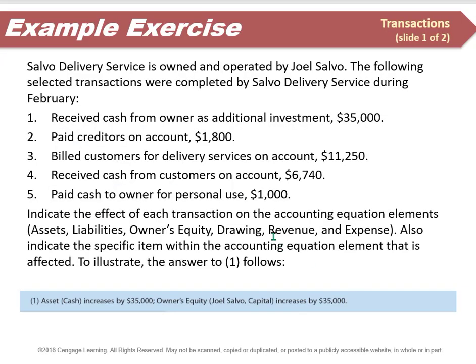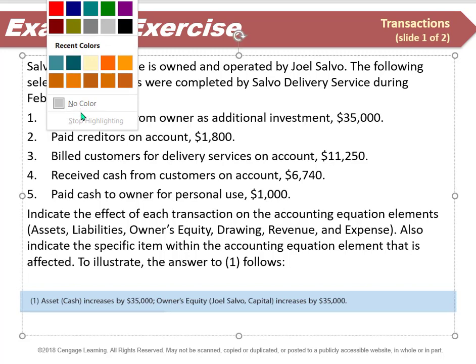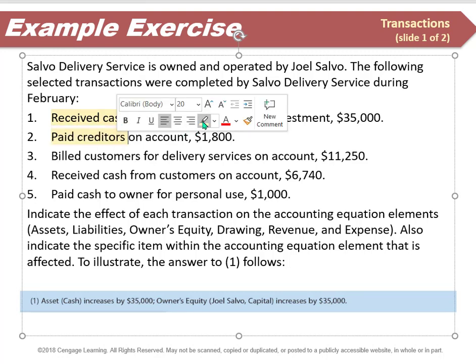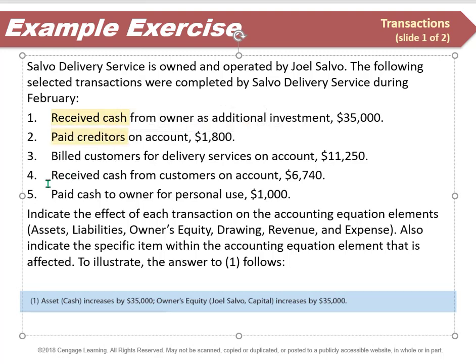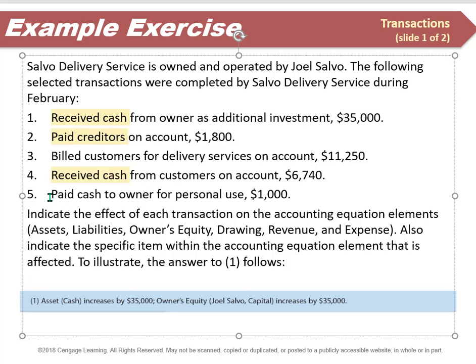So here's an example that the Salvo company is owned and operated, whatever. Received cash from owner, $35,000. Paid creditors, billed customers, received cash, paid cash. Now, one thing I want you to notice is see how it says received cash here. Okay, let's highlight that. Received cash, okay? Paid creditors. Billed customers, received cash. Paid cash.